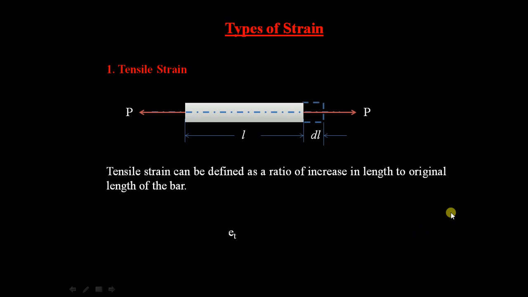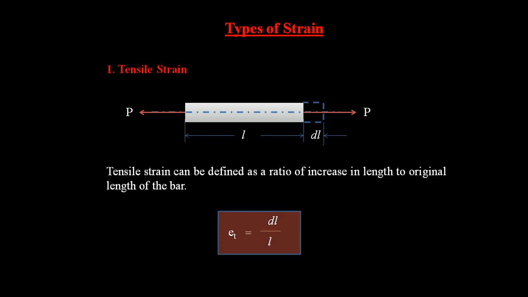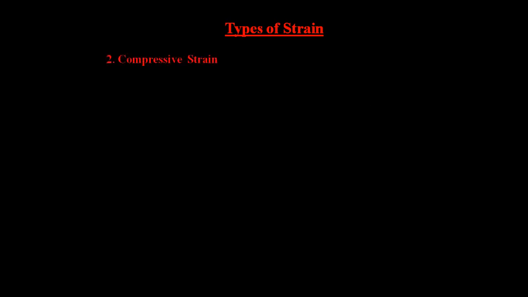So finally the formula we can write as ET. ET is the symbol for representing the tensile strain. So ET is equal to increase in length DL divided by original length L. So this is the formula we can use for finding the tensile strain. Okay, now we go for compressive strain.